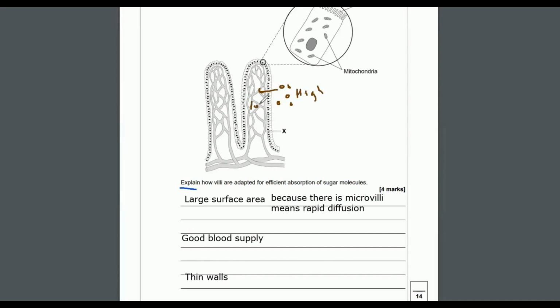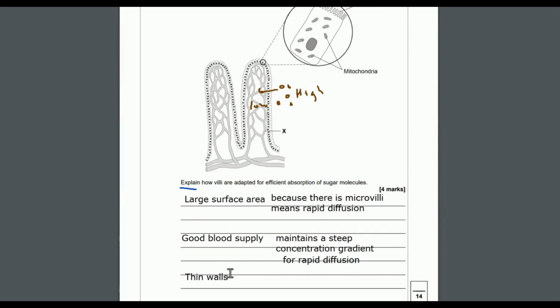And there's a way we can describe that, which is a lot simpler. We say a good blood supply maintains a steep concentration gradient. So this is a really good line to learn on a revision card. If you're explaining why it's important to have a good blood supply in an exchange surface like the alveoli, fish gills, or the villi in the small intestines, it's because a good blood supply maintains a steep concentration gradient for rapid diffusion.